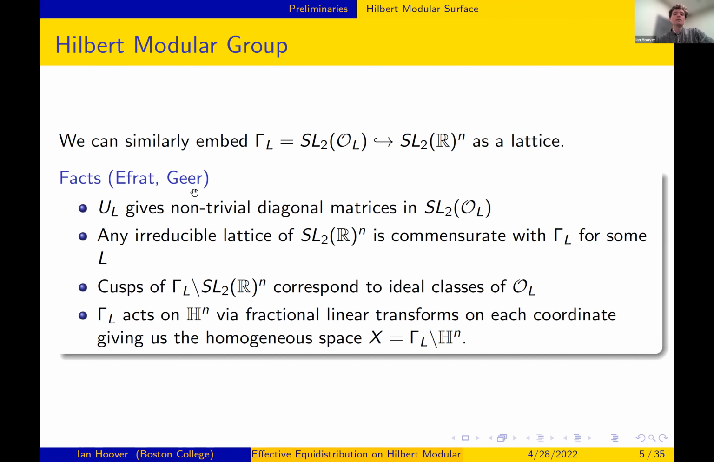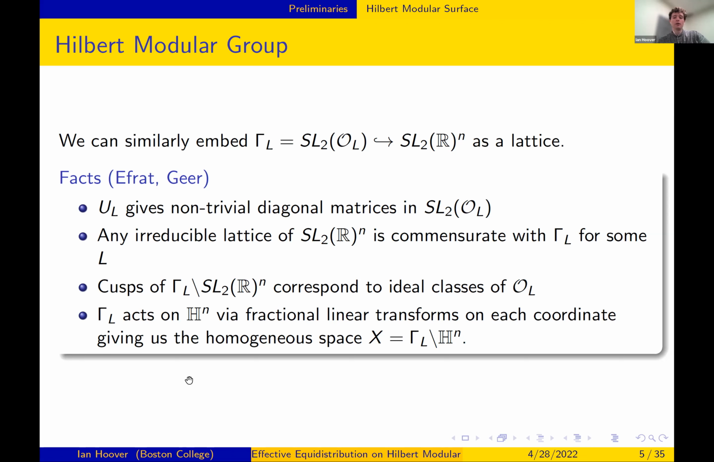And while this is a very specific set of possible lattices inside SL2R to the n, it turns out in some sense these cover the irreducible lattices inside SL2R to the n. So if you have an irreducible lattice, it's going to be commensurate with some Hilbert modular group, basically. And the quotient space you get captures some of the number theoretic properties of the ring. So our cusps correspond to the ideal classes of the ring.